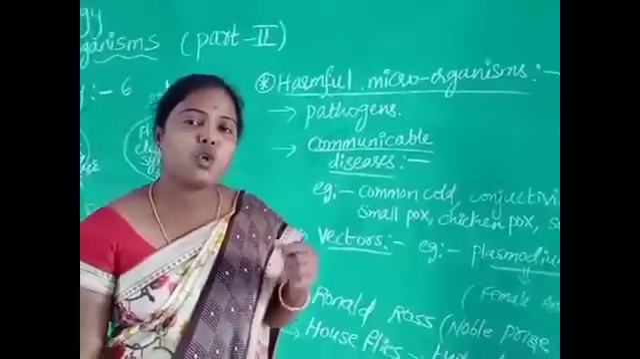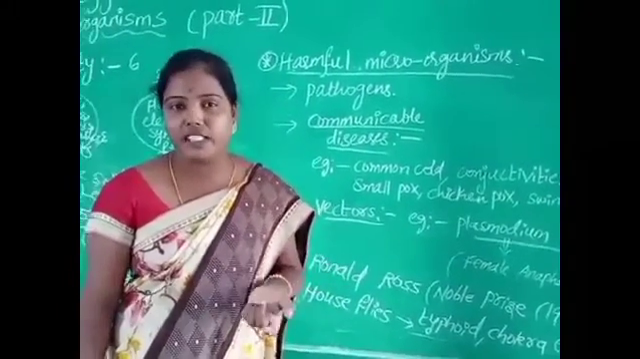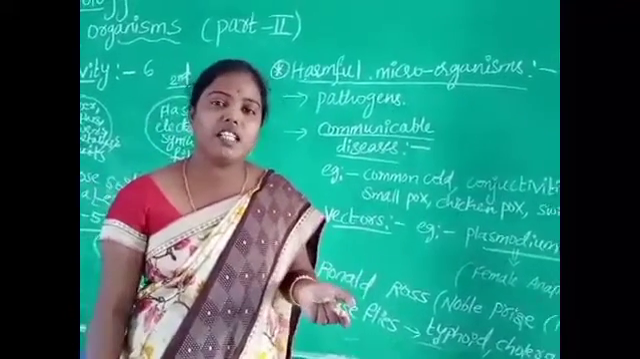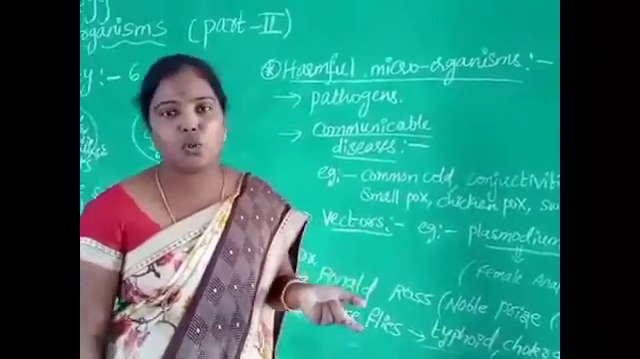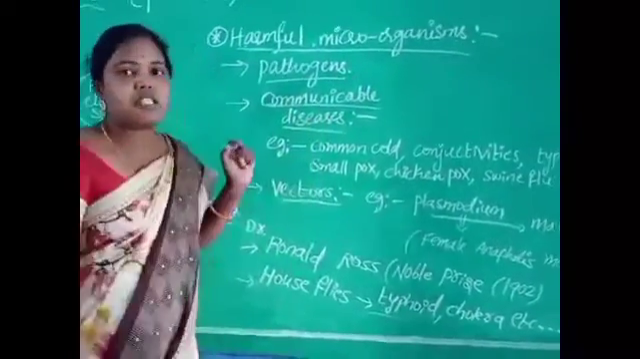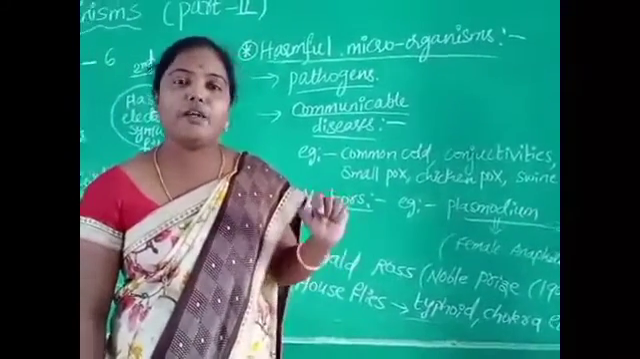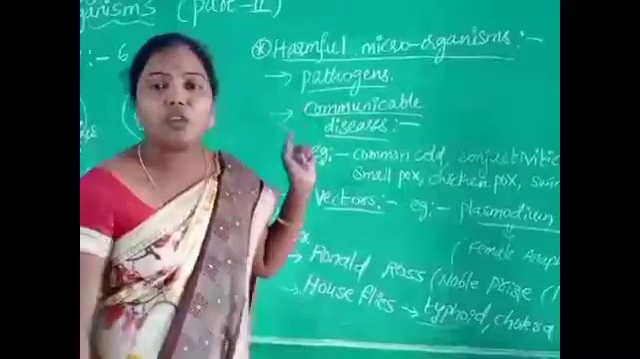Microorganisms are also harmful to plants, animals and human beings. And some microorganisms spoil the food materials, contaminate water and spoil clothes also. Which microorganisms cause diseases in plants, animals and human beings? These microorganisms are called pathogens.